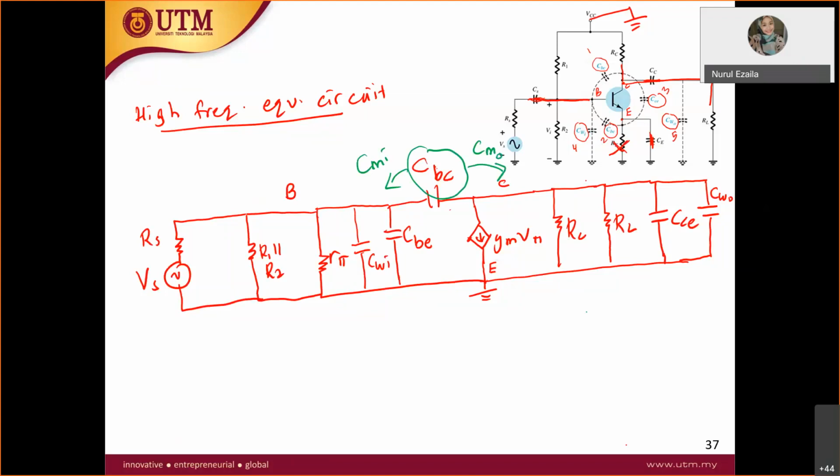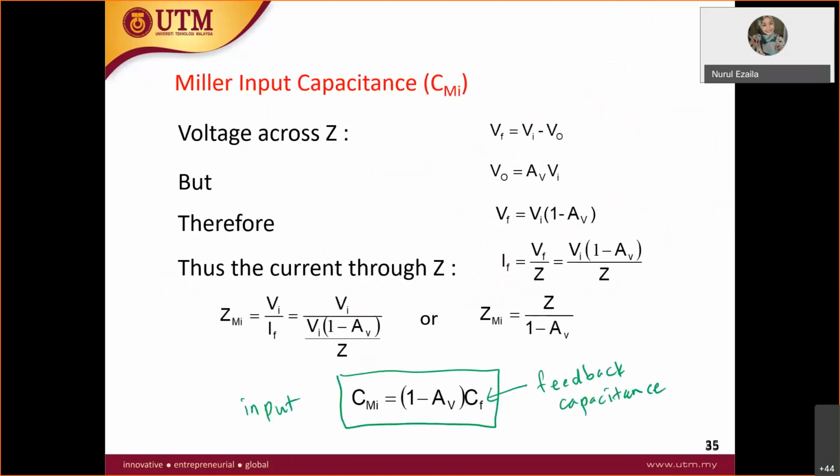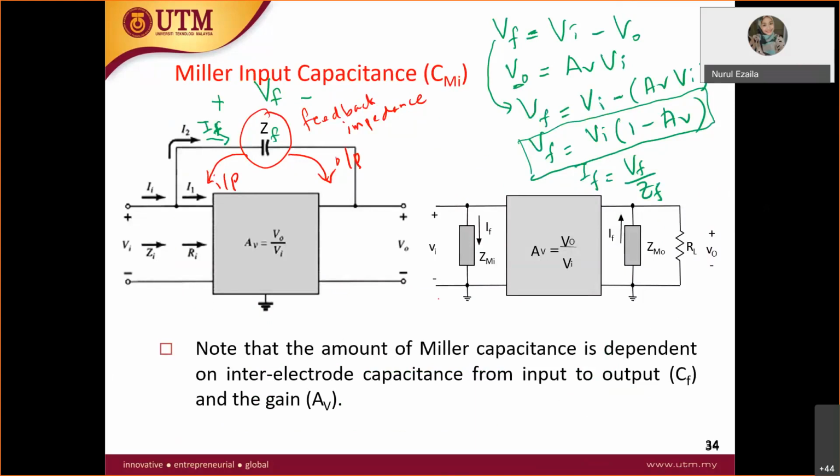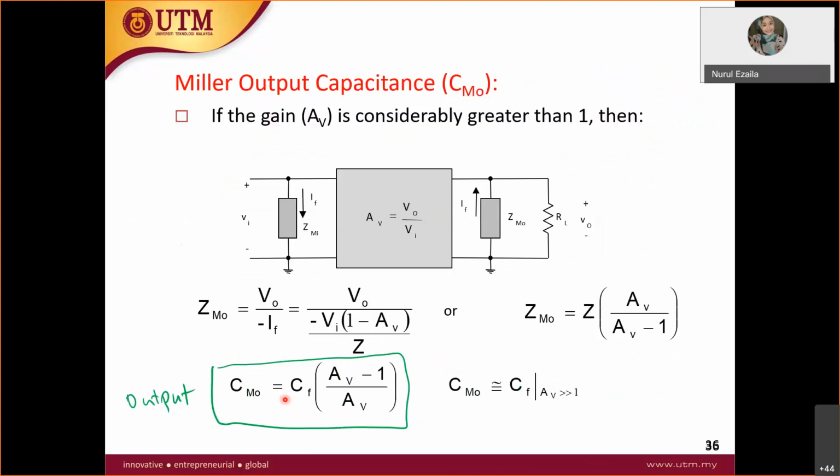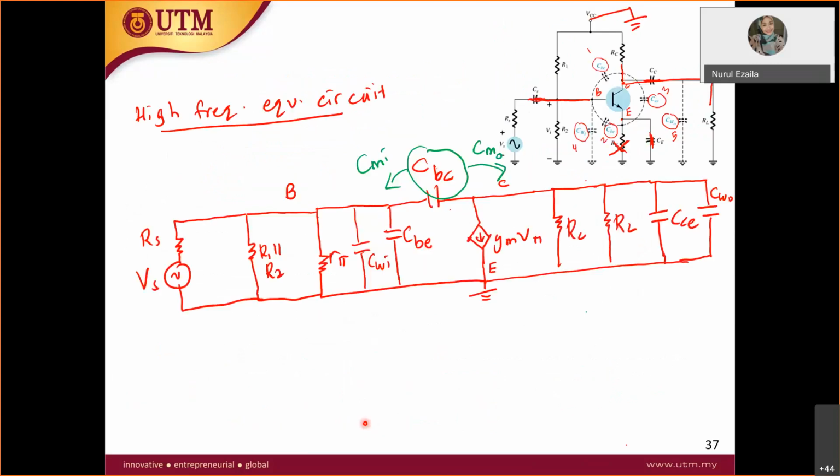This is what I was talking about, the Miller stuff just now. The impedance in the feedback is in series. Now we don't want this because we want all in parallel. Therefore, we split it into two, input and output. The input formula is CF times (1 minus AV), and the output is CF times (AV minus 1) over AV. So we have split this into two, and you have to redraw the circuit.